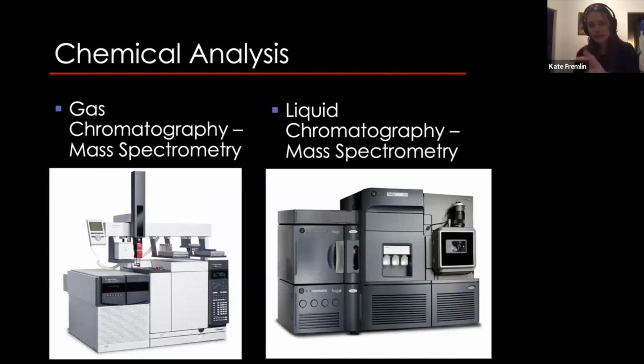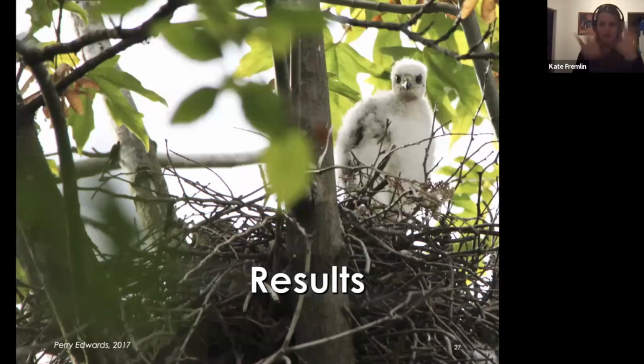And then for those Teflon type chemicals, they use another type of machine called liquid chromatography. So these are very expensive machines. I didn't actually have to do this analysis, thank God, because that would be really complicated. But we had some labs do this for us. So now to show you some of the results of all this work that we did.